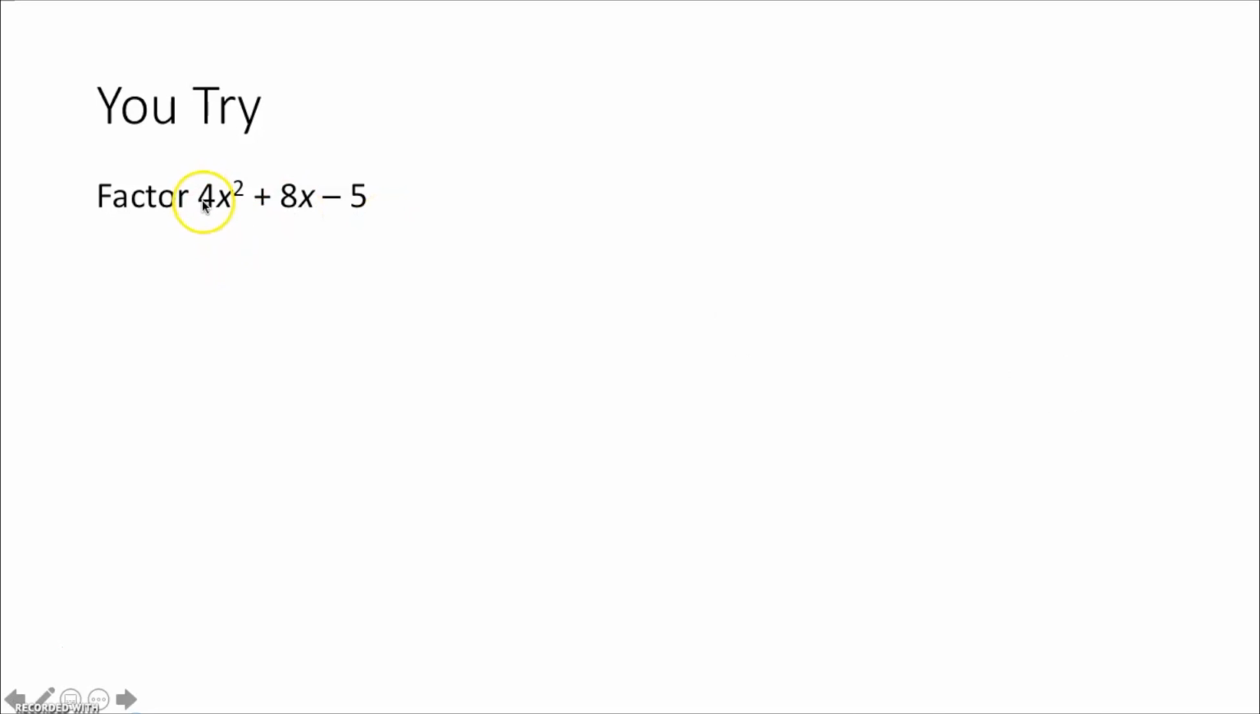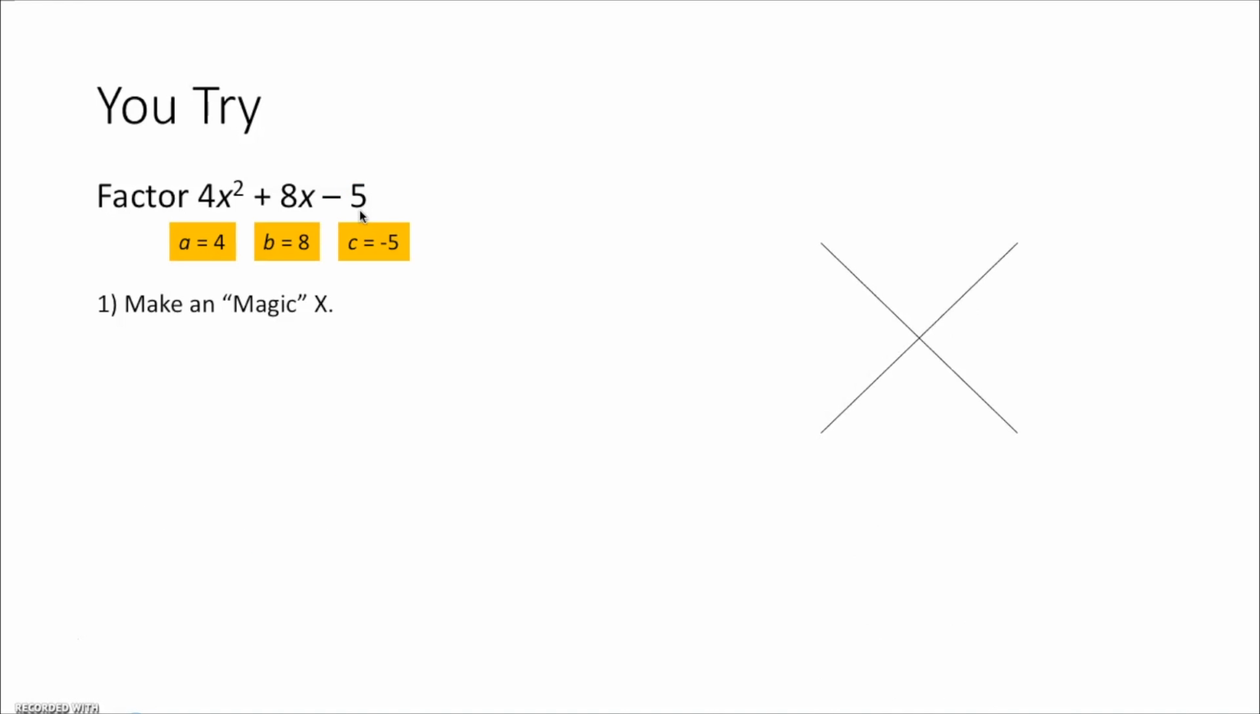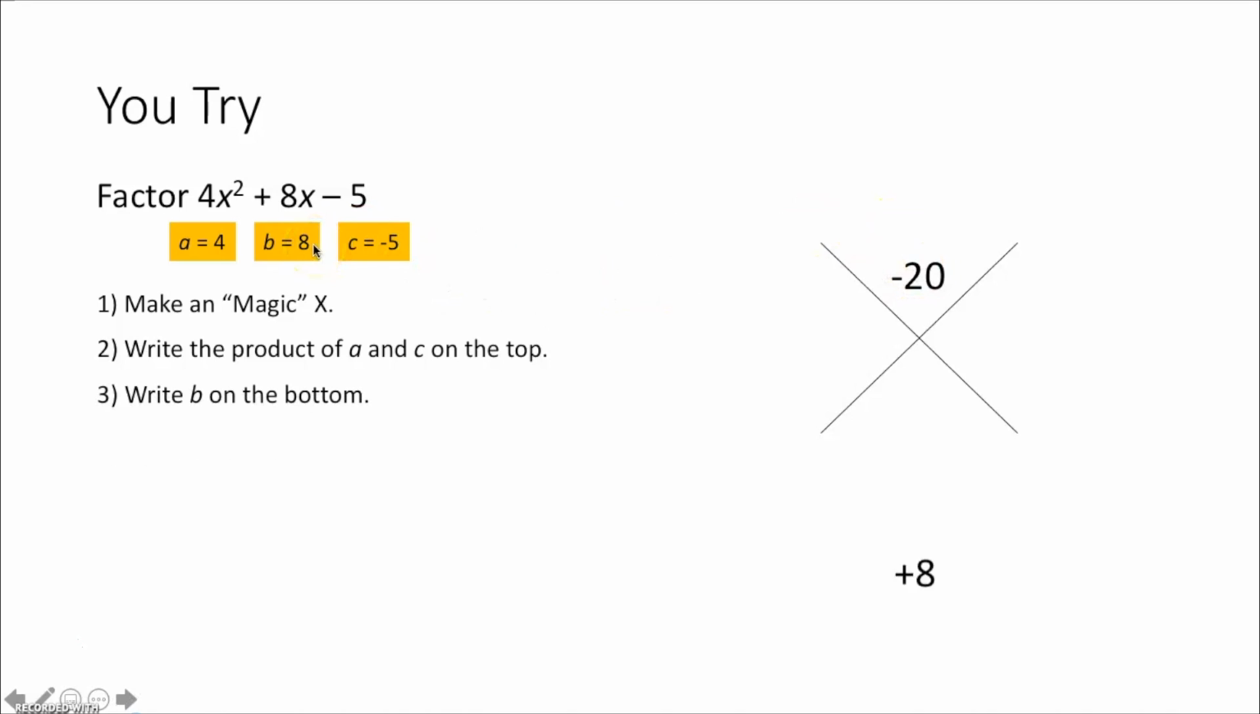You try. Okay, doing the same thing. So first, greatest common factor? Nope. So we move on. A value is 4, B value is 8, C value is negative 5. We then make our magic x. A times c is going to go on top. So 4 times negative 5 is going to be negative 20. Your b value goes on the bottom. That would be 8. We then got to think about two numbers whose product is negative 20 and whose sum is 8. Two numbers that multiply together to make negative 20, add together to make 8.